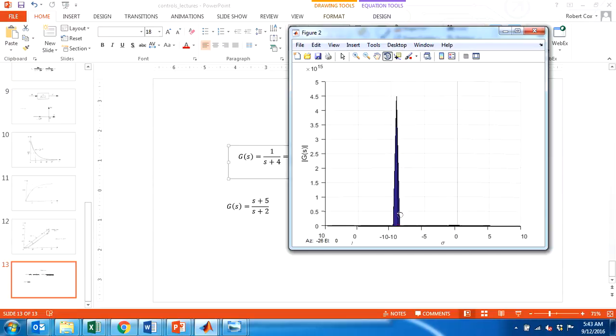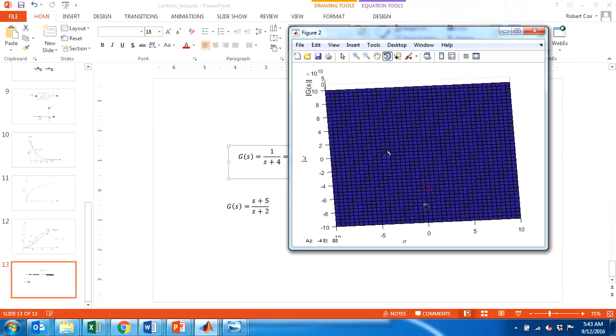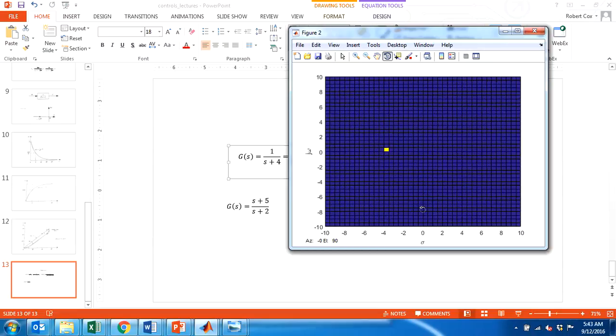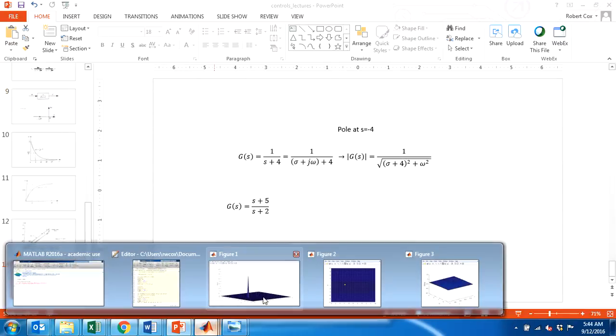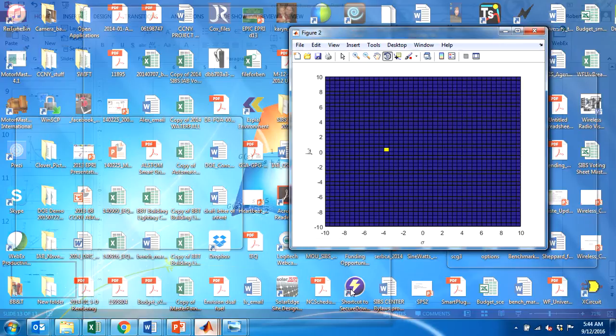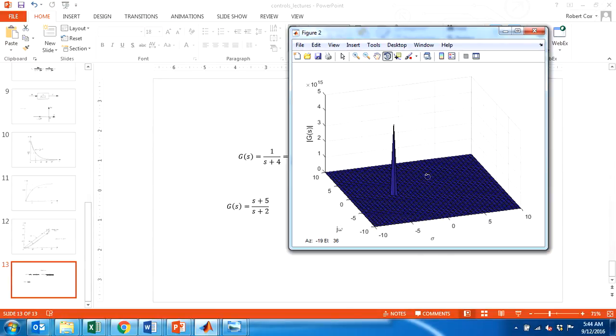I'd have to really zoom in to see what's going on, but I see that the value sort of shoots off to infinity right there. That's why we try to draw that on that pole-zero diagram, like I showed right here. We draw a pole as an x, because it shows that at that point the function is shooting off towards infinity, as we see right here.